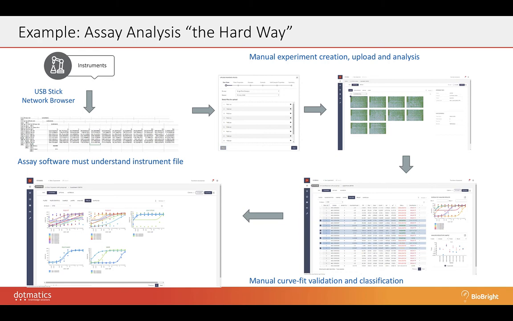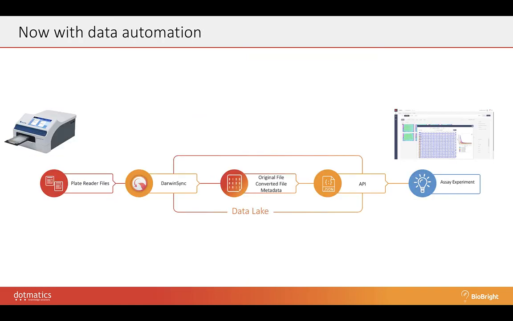But the more you think about high throughput labs and the number of experiments that can be done versus the number of scientists typically available in these labs, you can see that it rapidly becomes unsustainable to do this the manual way. So let's add in data automation. Now the files from the instruments are collected in Darwin Sync, put in the lake, stored and parsed. As I said before, the standard objects are sent over API to the assay data management system. But the API is going to do more than just send the data, however.